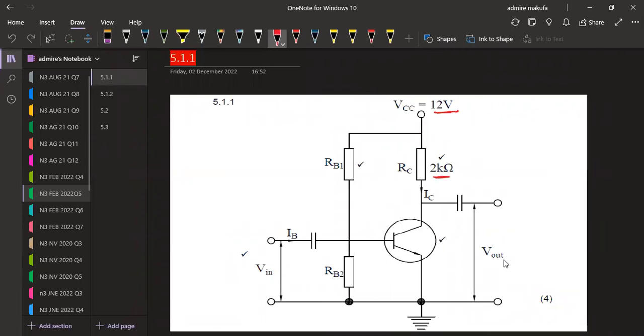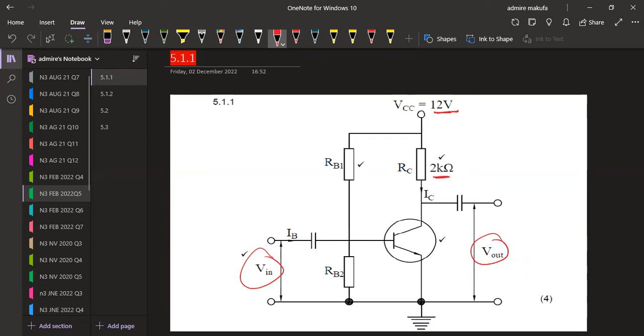Take note, on the input, your IB, the base current, then the dividers, which are RB1 and RB2, the voltage dividers. Then the current IC, the voltage out, and the input. This is the most important part for you to obtain the whole 4 marks that you are given in this part.